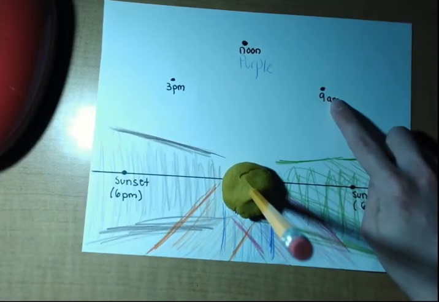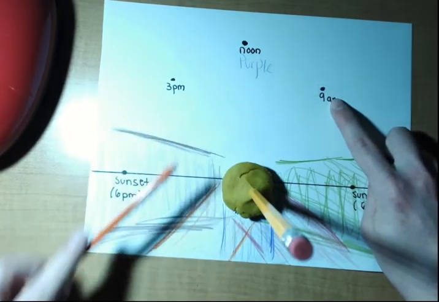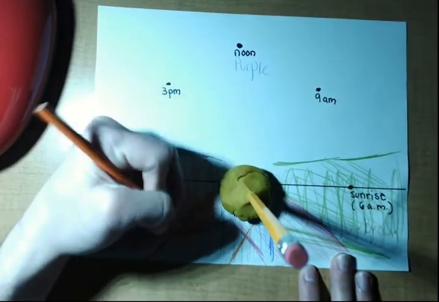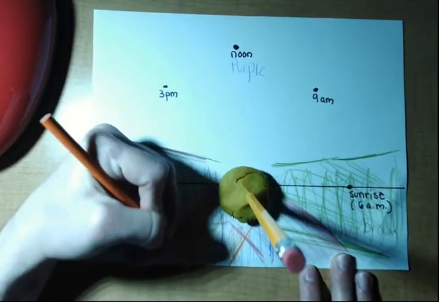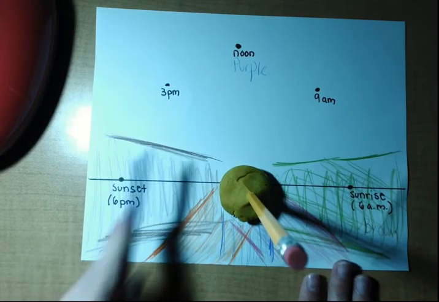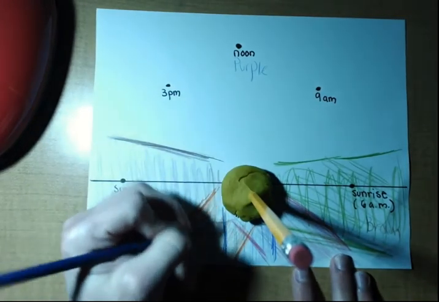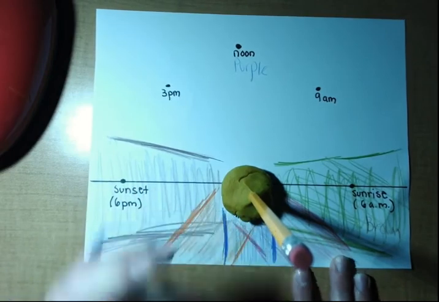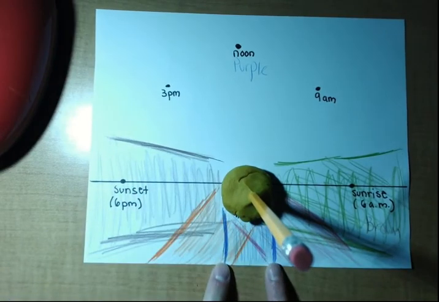Nine a.m. was orange. So the sun was here. The shadow's always cast on the opposite side. And so right here is orange. And we can kind of see the orange goes from here to here. Purple was noon. And if we kind of outline purple again, purple was from here to here.